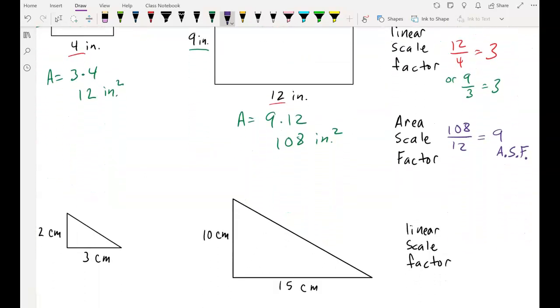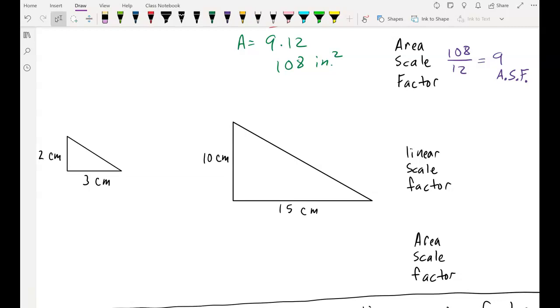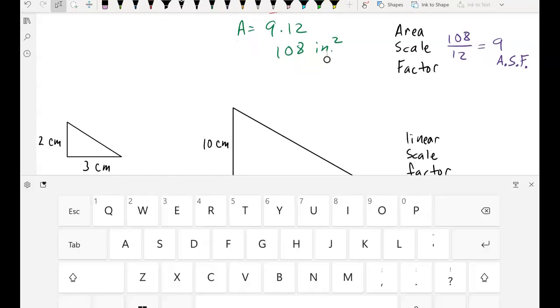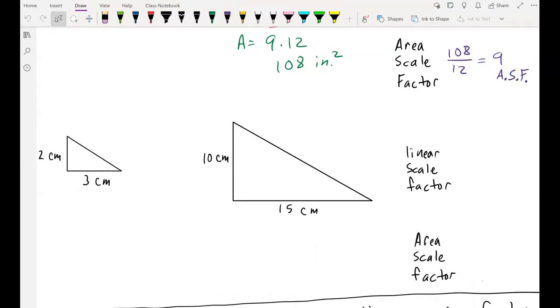For now, let's go on to the next set of shapes. Oh, here we've got some triangles, and one is proportional to the other. And so we are going to use the same thing. We're going to find the linear scale factor. And so, of course, we're going to divide the new dimension by the original dimension. New divided by original equals the scale factor. Okay?